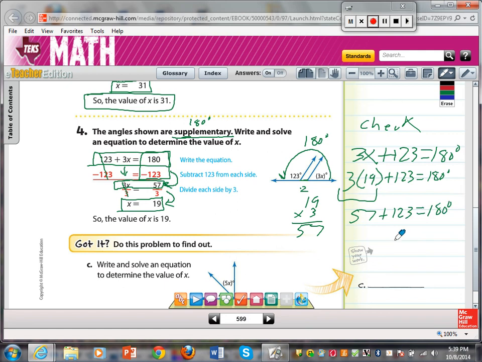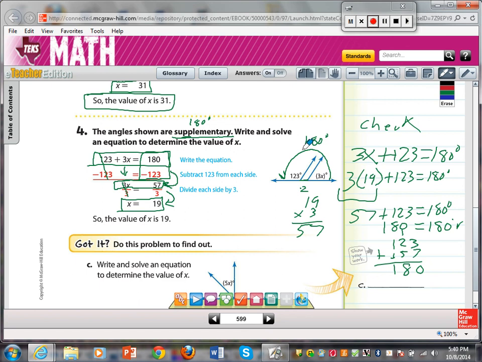Let's hope that we did everything correctly and that that is true. Let's do it down here. 123 plus 57: 7 plus 3 is 10, 5, 6, 7, 8, and bring down your 1, 180. So yes, 180 is equal to 180, and that is a true statement. So we know that the value of x here has to be 19, so that all this equals 180 degrees.